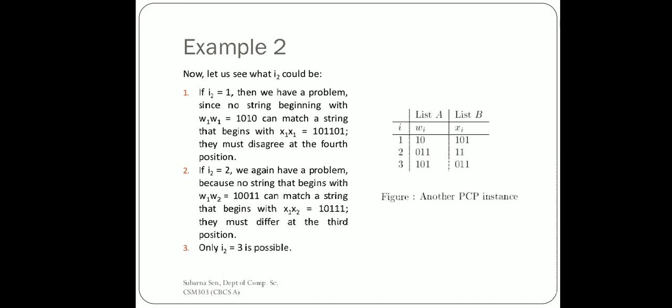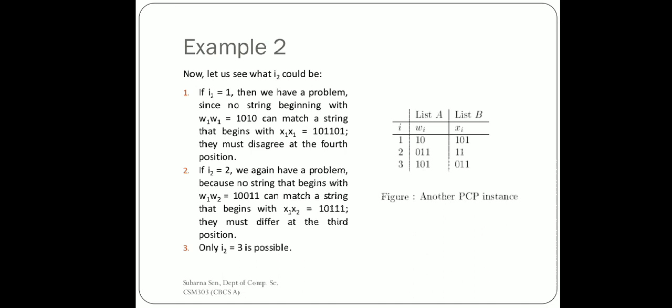If I1 is 1 and I2 is also 1, the concatenated string will be W1 W1 for list A and X1 X1 for list B. Just see, it is not matching at the fourth location, right? The fourth location of the first list is 0, whereas the fourth location of the second list is 1. So we have to discard I2 as 1. Fine, let us try I2 equals 2.